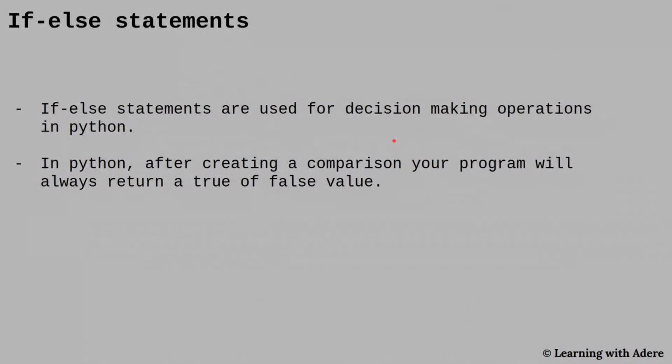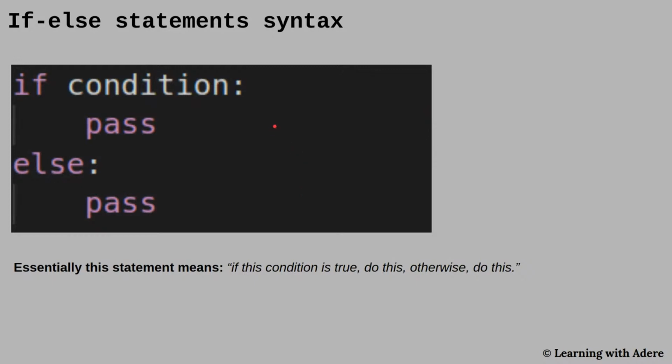Okay, so last step to doing this, we need if-else statements. So if-else statements are used for decision-making operations in Python. Anyways, continuing on. So this is the syntax for if-else statements. So we have if condition, and then this pass is actually a keyword in Python that tells our Python just to skip through this. But anyways, normally we would have our normal code in here, and we have else.